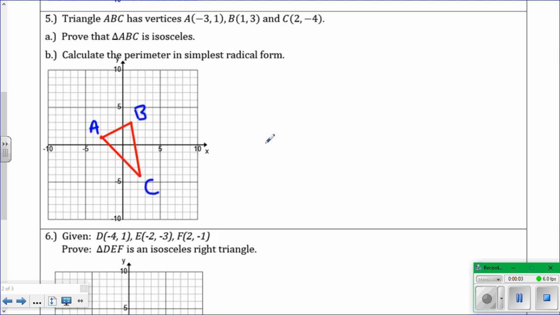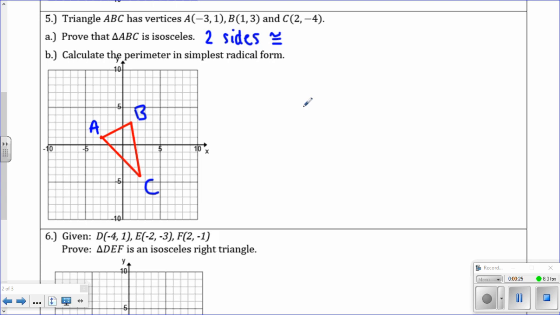Okay, one more problem here. So there's triangle ABC. I've already graphed it. Part A says to prove that triangle ABC is isosceles. This is in your chart as well. Okay, well, what do we know about an isosceles triangle? We know that two sides are congruent, right? Well, how can we actually prove that, not on the graph, but algebraically using a formula?